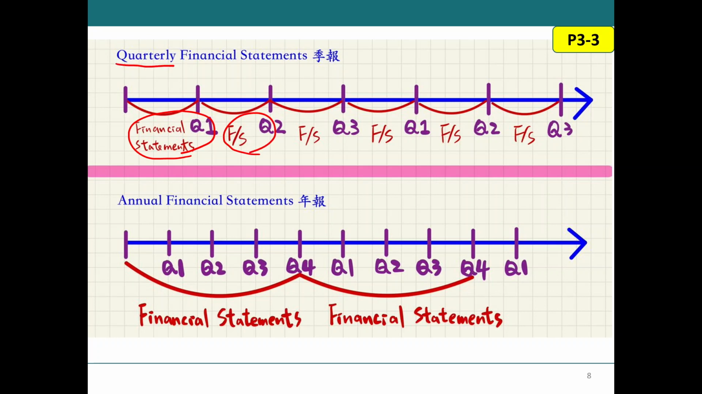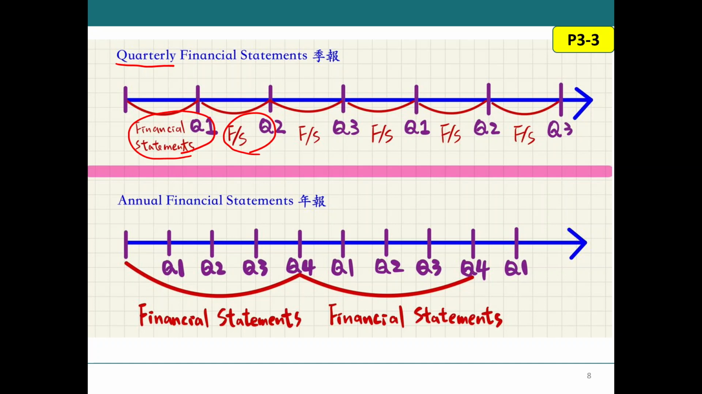Also, we have a financial statement for the whole year, 4 quarters. Okay? So that's what we have so far. Quarterly financial statements and annual financial statements. Any questions?